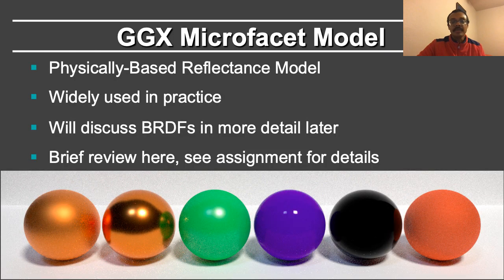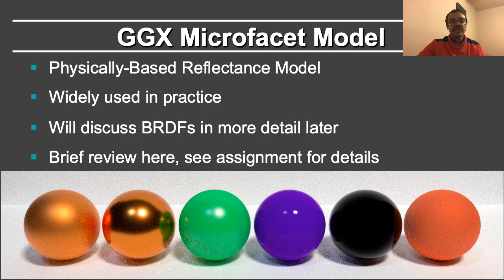We will now talk about importance sampling the GGX microfacet BRDF model. This is a physically based BRDF model that in modern production rendering has become very popular. So in practice, there are many production renderers that include importance sampling of the GGX model, as in your homework. It is physically based and is more accurate than the Phong BRDF model. We will actually discuss general BRDFs in the final segment of this lecture.